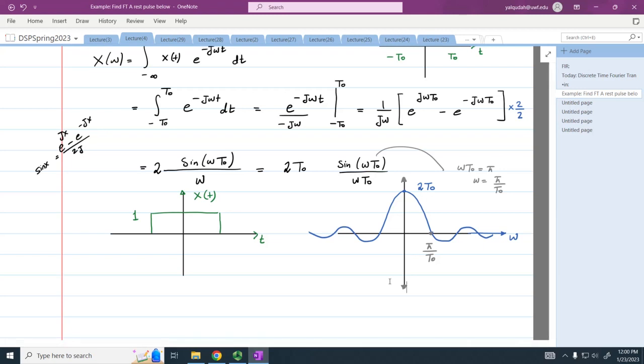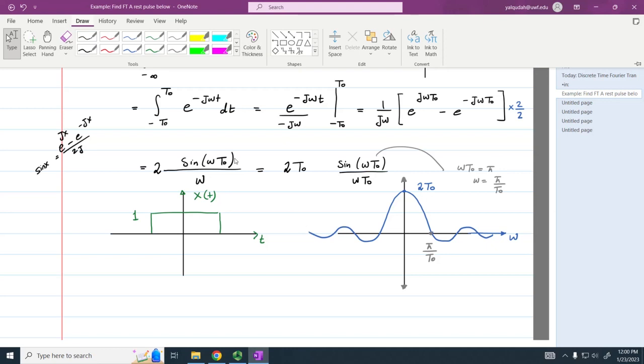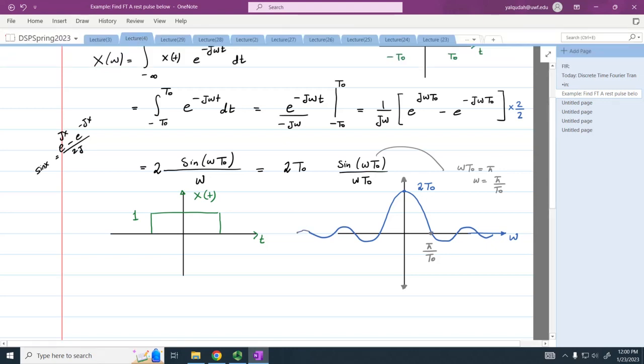Now this sinc keeps going from negative infinity to infinity, but what happens to it? It gets smaller and smaller and smaller. Make sense?